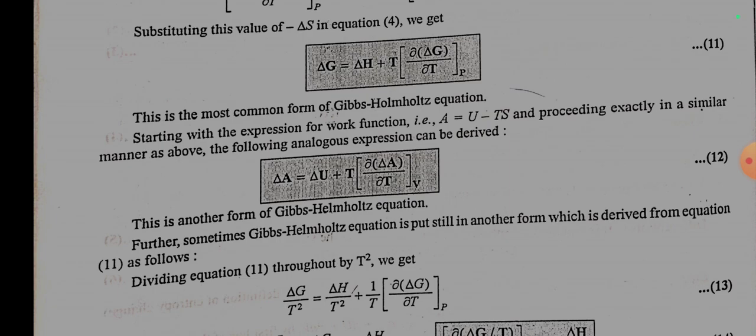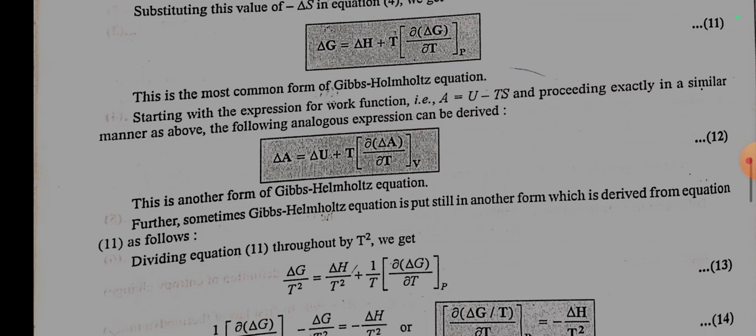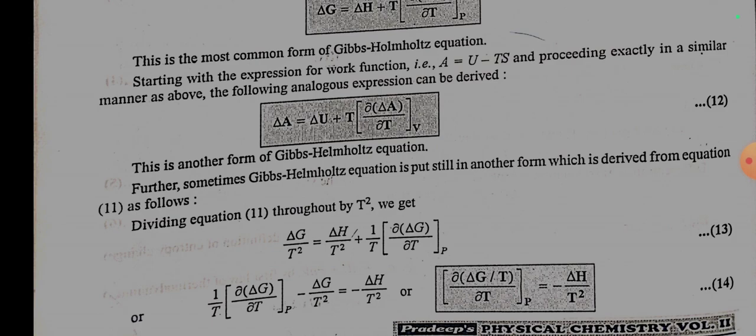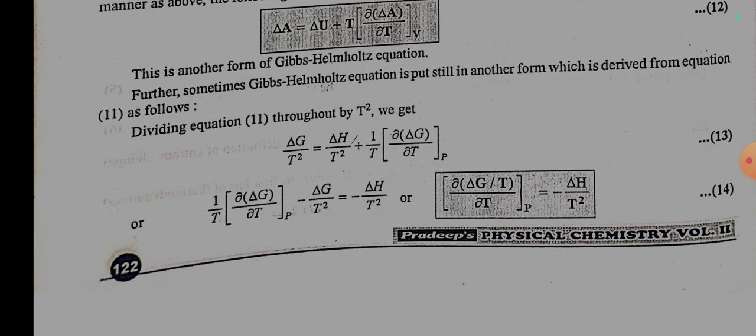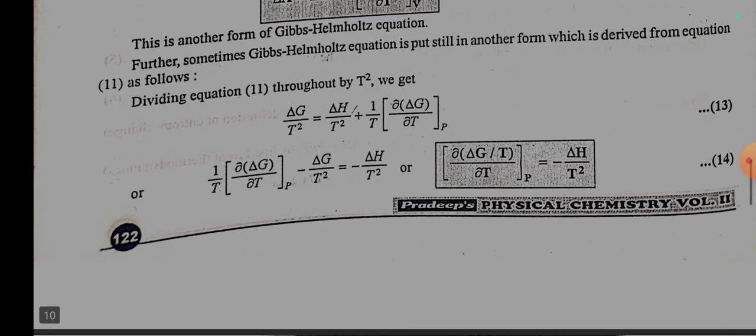ΔH plus T into dΔG upon dT. This is the most common form of the Gibbs-Helmholtz equation. Starting with the expression for the function A = U - TS, and proceeding exactly in a similar manner as above, the following analogous expression can be derived. ΔA = ΔU + T dΔA/dT. This is another form of the Gibbs-Helmholtz equation.